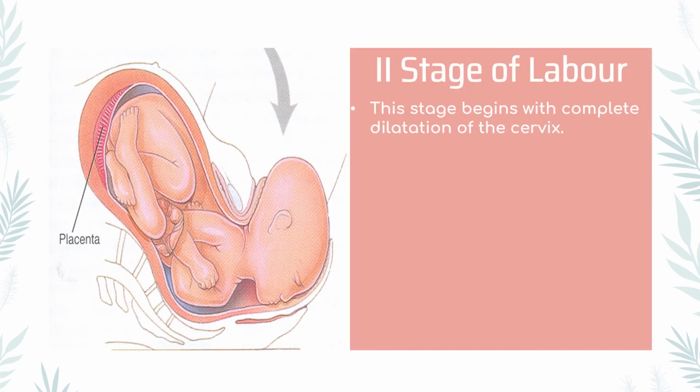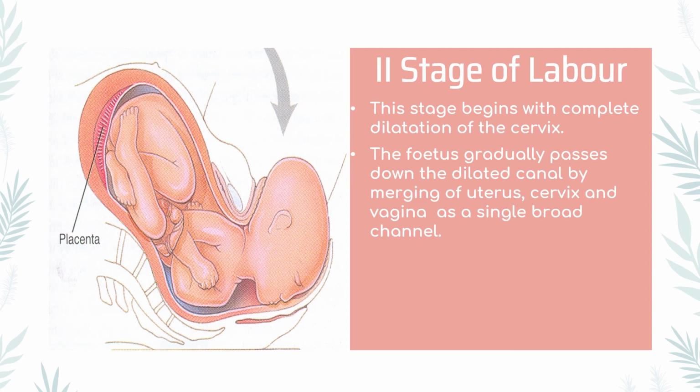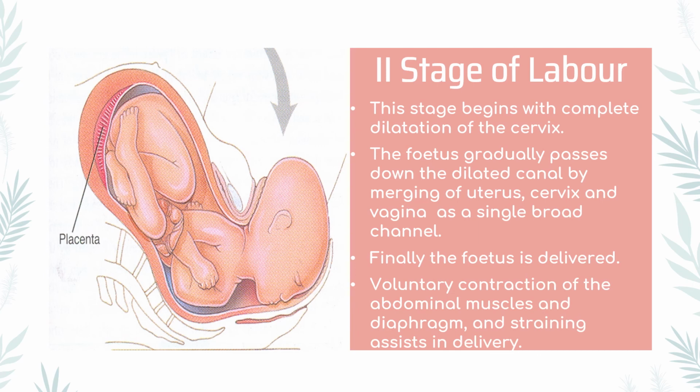Second stage of labor. This is the stage that begins with complete dilatation of the cervix. The fetus gradually passes down the dilated canal by merging of the uterus, cervix, and the vagina as a single broad channel. Finally, the fetus is delivered. Voluntary contraction of the abdominal muscles and diaphragm and straining all assist in the delivery.